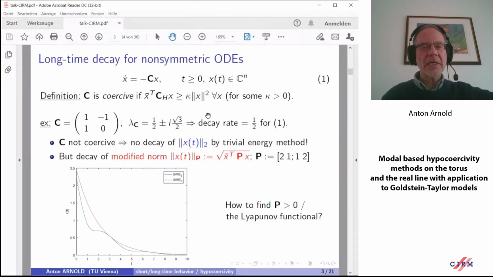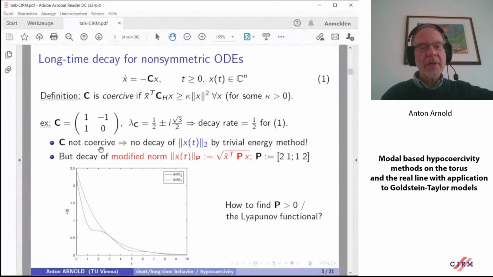Let me jump right to one example with this matrix here. Here the symmetric part has the entries 1 and 0, so obviously this matrix is not coercive. Still, you have eigenvalues which are 1/2 plus minus this imaginary part, which tells us that all solutions to this simple ODE will decay with an exponential rate 1/2.